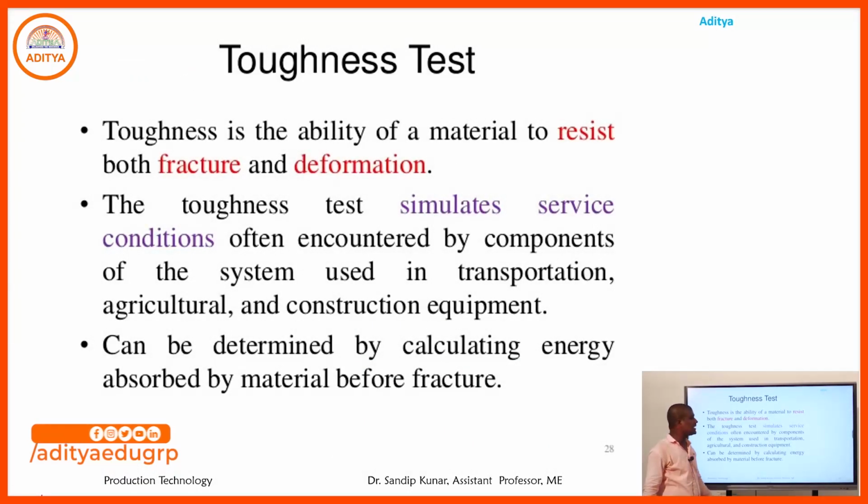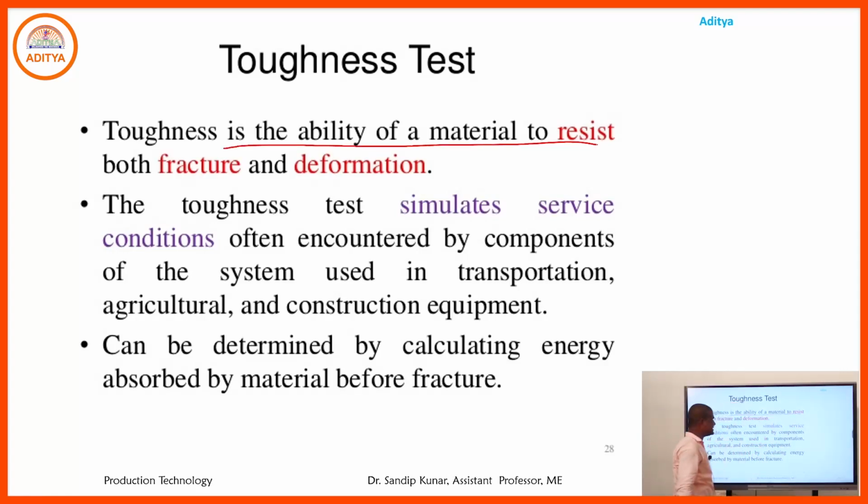Toughness test. What is toughness? Toughness means the shock absorption capacity. Toughness is the ability of a material to resist both fracture and deformation. Based on that, the toughness test simulates the service conditions encountered by components.